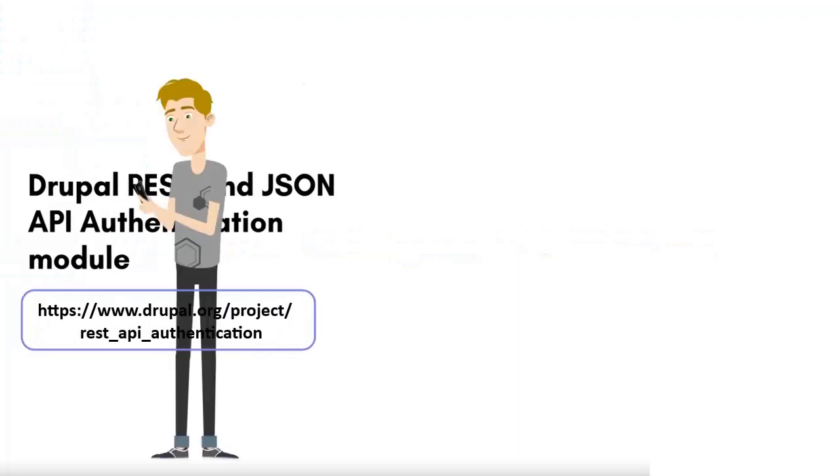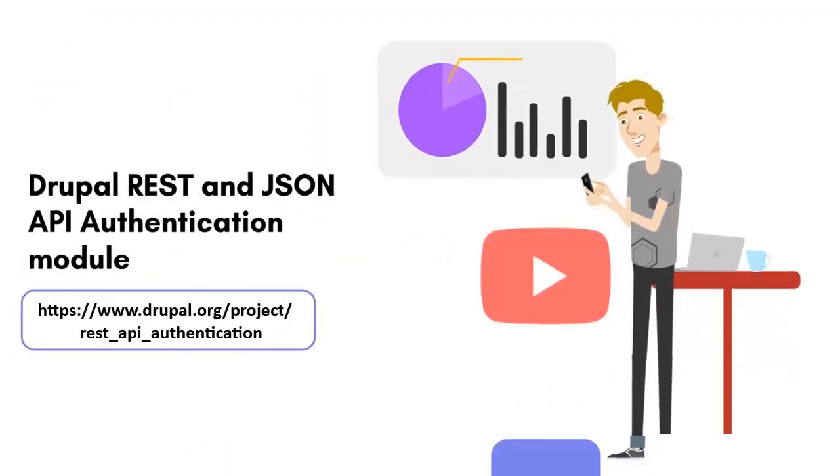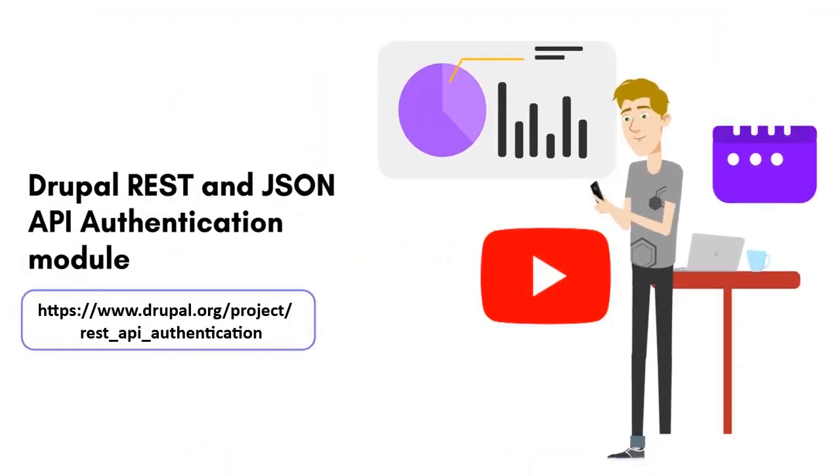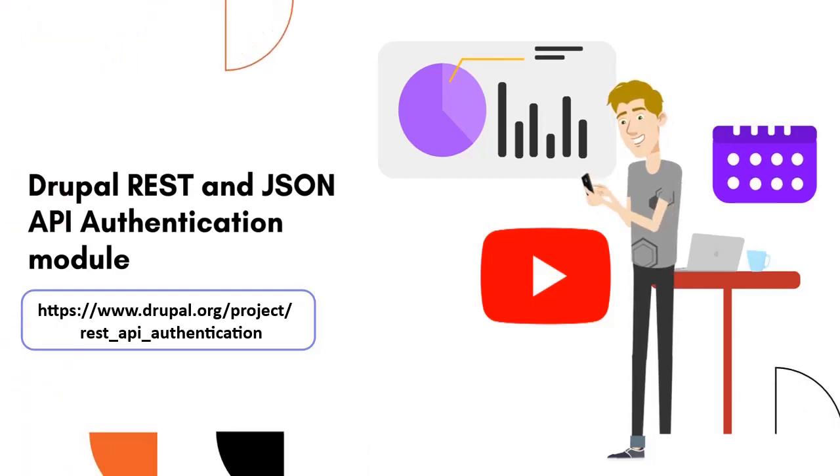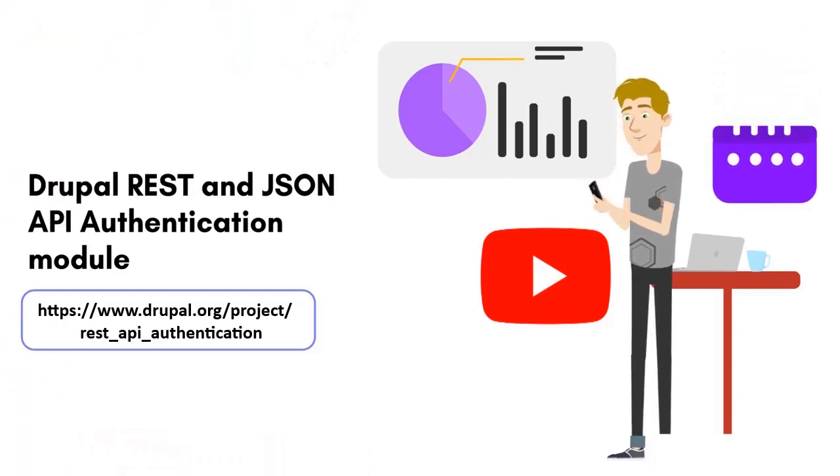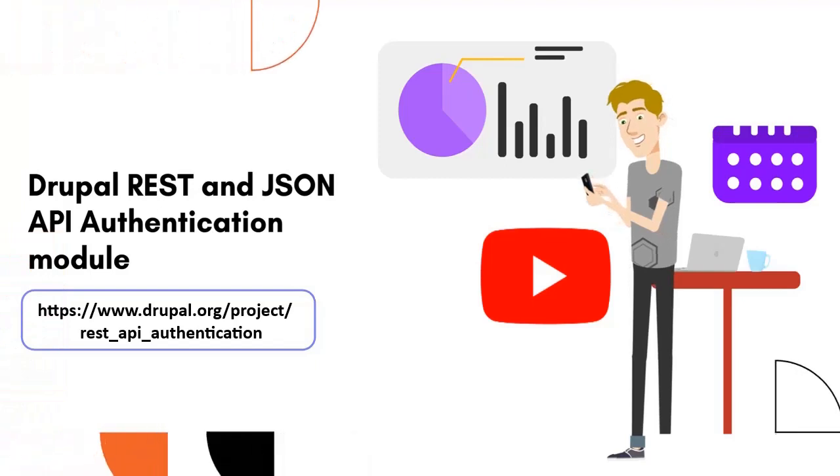Before proceeding with the video, please ensure you have installed the Mini Orange REST API Authentication module on your Drupal site. We already have the video and setup guide for the installation. You will find links for both in the description.